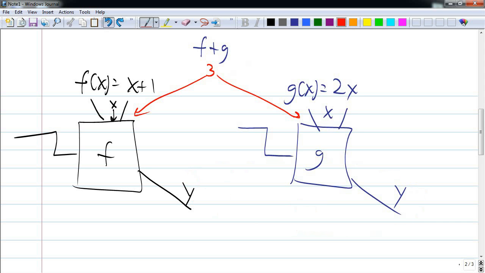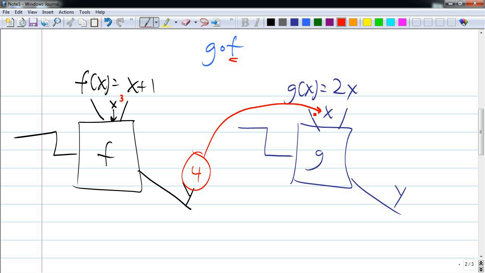Composition is a little different. If I compose two functions, let's suppose that I want to do g composed with f. What I'm doing is choosing some x value. I plug that into f. I take whatever matching y value that I get from f, and I hand that to g as an x value. And then g in turn does its thing. Okay, so when I compose two functions, what I'm really doing is chaining them together.